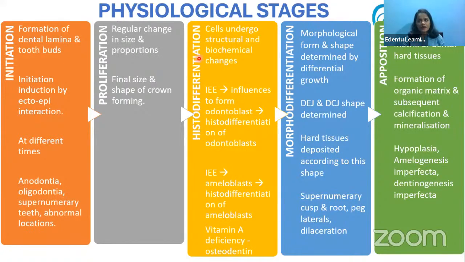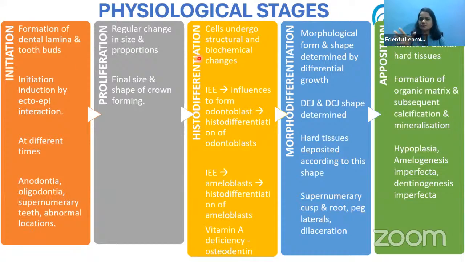And if some problem or defect happens in this initiation process itself, then that can lead to anodontia or oligodontia or supernumerary teeth or abnormal teeth in abnormal locations. All these are formed just because of some defects happening in this initiation process. So these are the clinical implications of the initiation process.